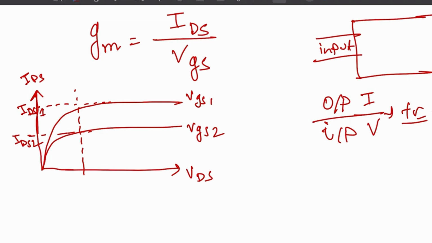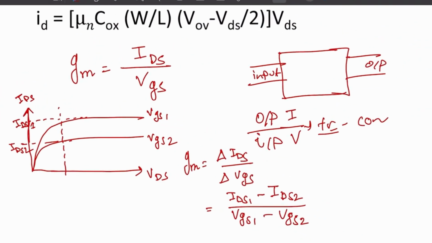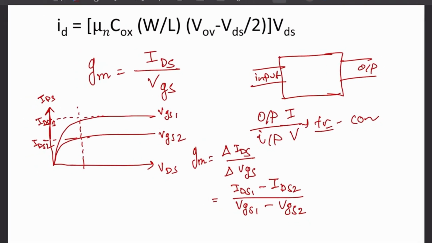Okay, so we need to calculate this one. GM will be delta IDS divided by delta VGS. So you can write down IDS1 minus IDS2 divided by VGS1 minus VGS2. Okay, so this is the one way to calculate it.